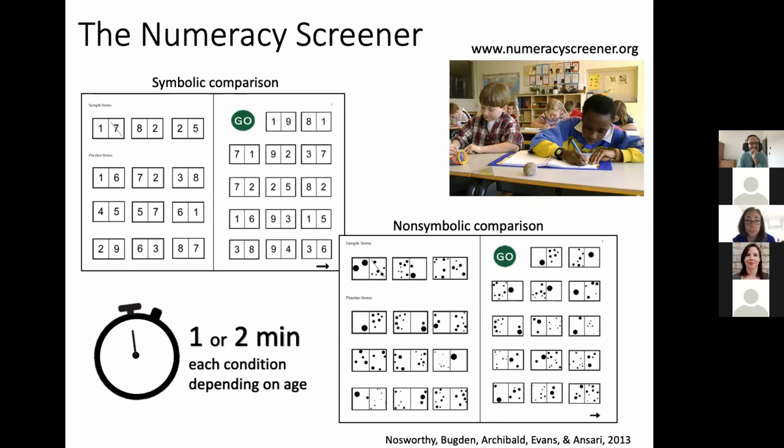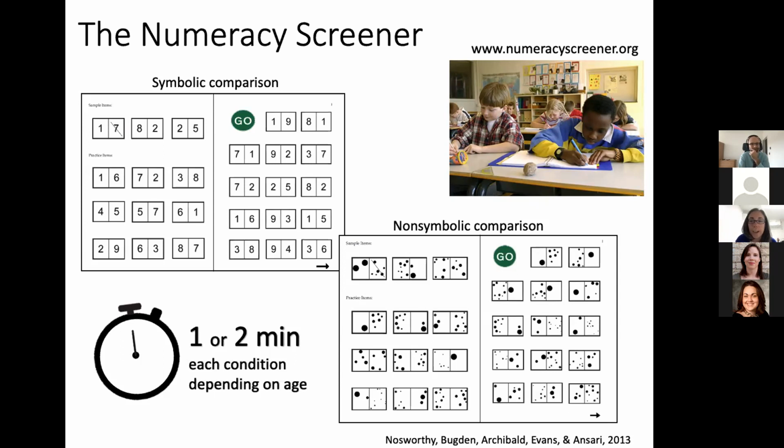dissertation with Daniel Ansari, she developed the new Numeracy Screener, which is a paper and pencil tool that was developed to assess symbolic and non-symbolic magnitude processing skills. So the Numeracy Screener is composed of a symbolic comparison task and a non-symbolic comparison task. And in these tasks, children are given a booklet. And you see here the first page of both the symbolic and non-symbolic comparison conditions.